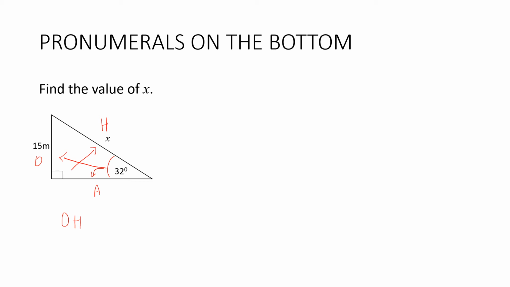Without writing down SOH CAH TOA, can you tell which trig ratio it is? It's the first one, isn't it? SOH CAH TOA. So it's sine. So we've got sine 32 is opposite, which is 15, over hypotenuse, which is x. Can you see how the x ended up on the denominator? That's why it's so important that you follow SOH CAH TOA in order.